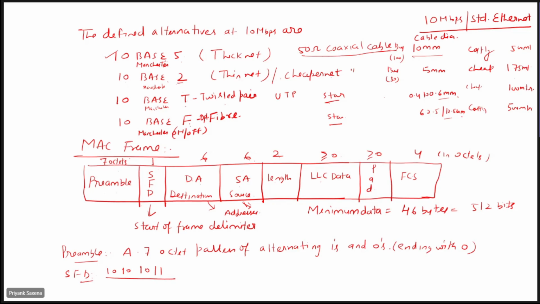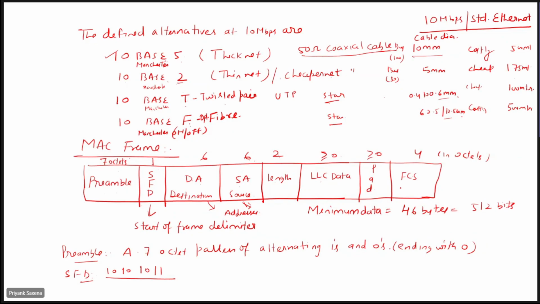So the total frame length is 64 bytes. Okay. So 18 bytes are used for the minimum. Sorry, the minimum length is 64 bytes.